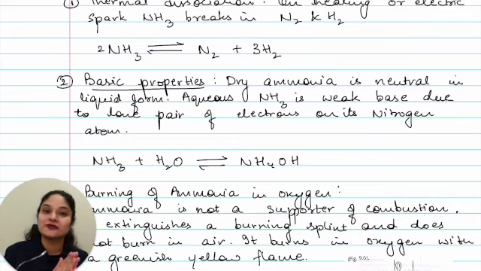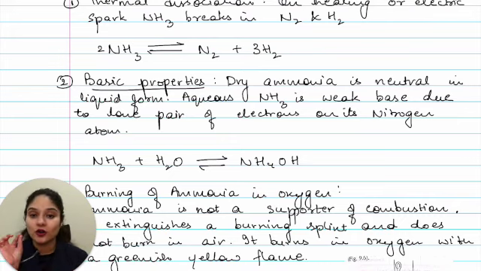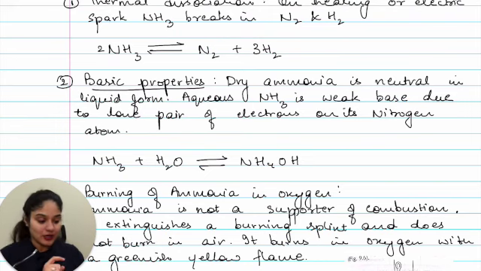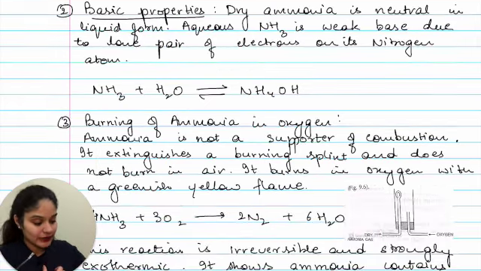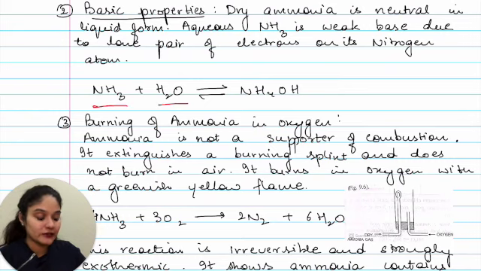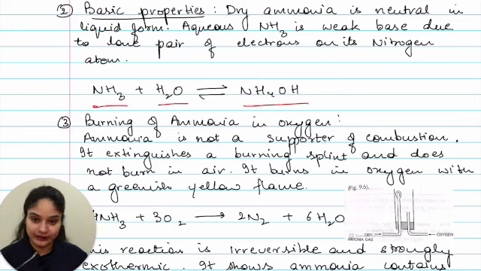Aqueous ammonia is a weak base due to the lone pair of electrons on its nitrogen atom. Now, ammonia combining with water will give you ammonium hydroxide.